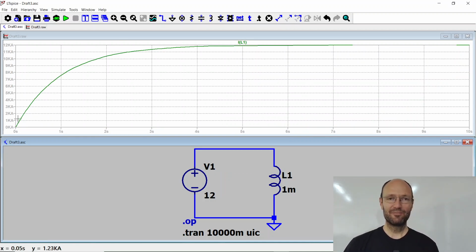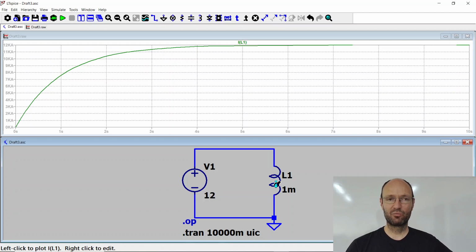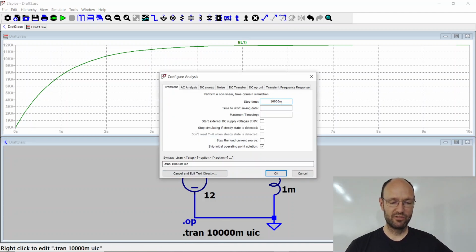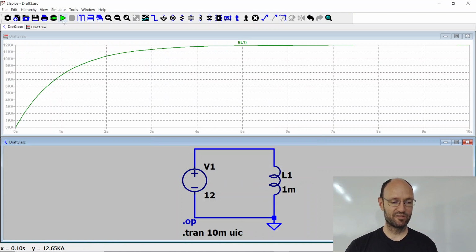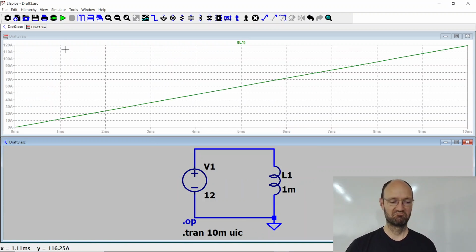Now once again, according to the equation that we discussed, we should expect a perfect linear increase going to infinity, and we don't see a perfect linear increase. We see something like an exponential increase going to a fixed value of 12 kiloampere because of the 1 milliohm resistance there. But for small times, if we don't simulate 10 seconds, but just 10 milliseconds, for example, then it looks almost perfectly linear. So this is what we would expect. Okay.